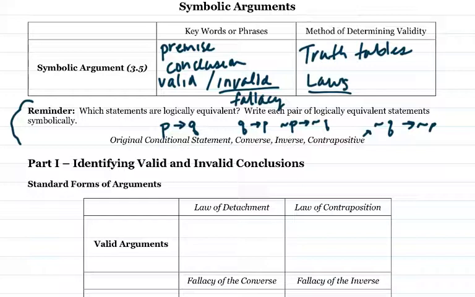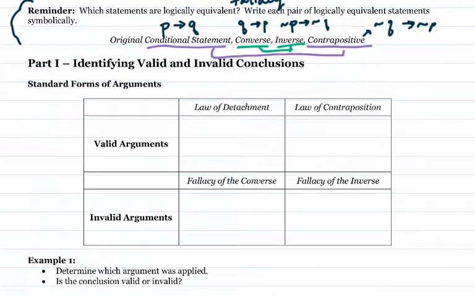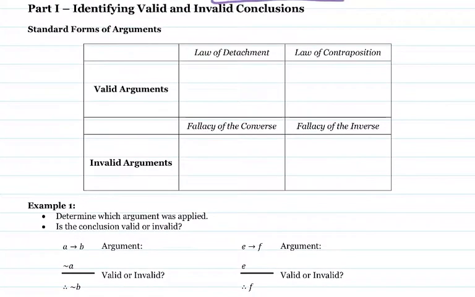And if you recall, the ones that are equivalent are the original conditional with the contrapositive, and then the converse with the inverse. Okay. So we're going to look at some laws and standard forms of arguments to determine valid and invalid conclusions.